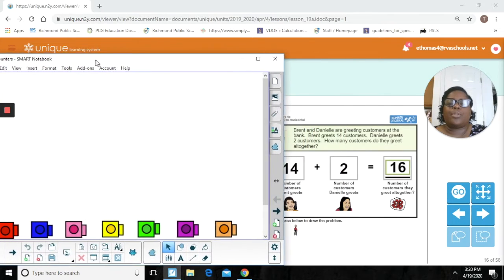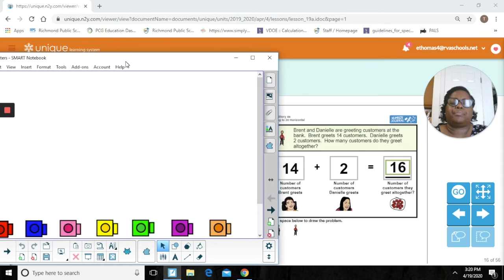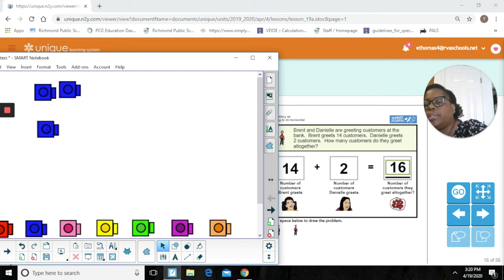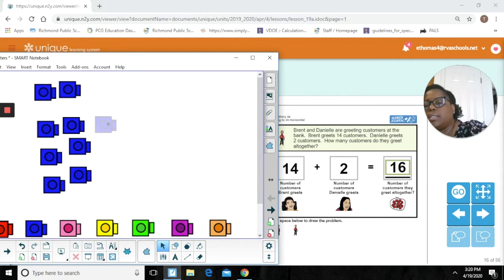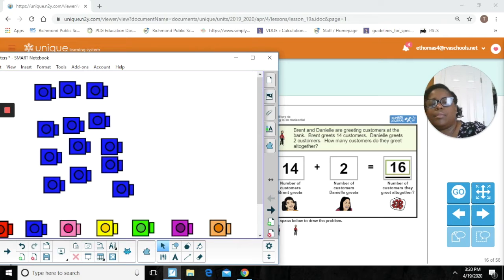How many counters are we going to take out first? 14. 1, 2, 3, 4, 5, 6, 7, 8, 9, 10, 11, 12, 14. And now we're going to take out how many? Did you say 2? You were correct.